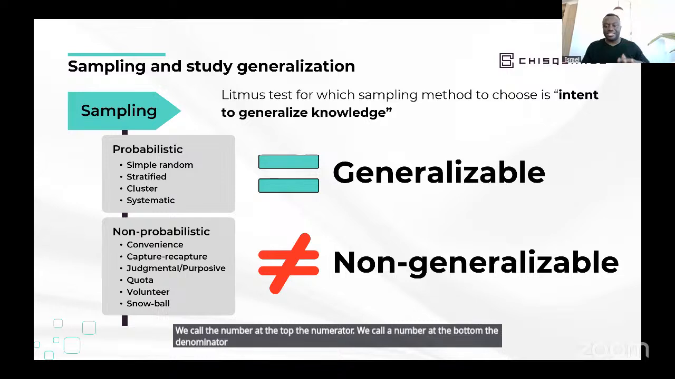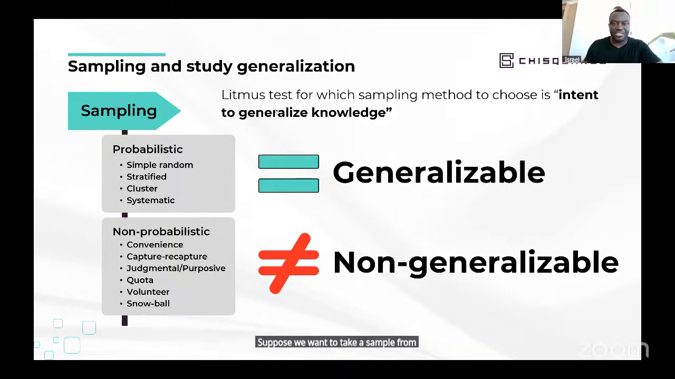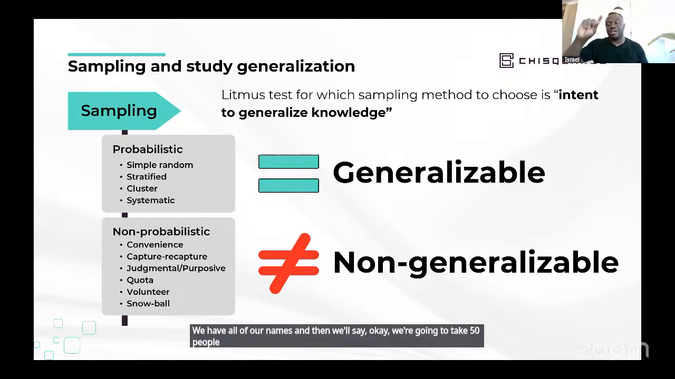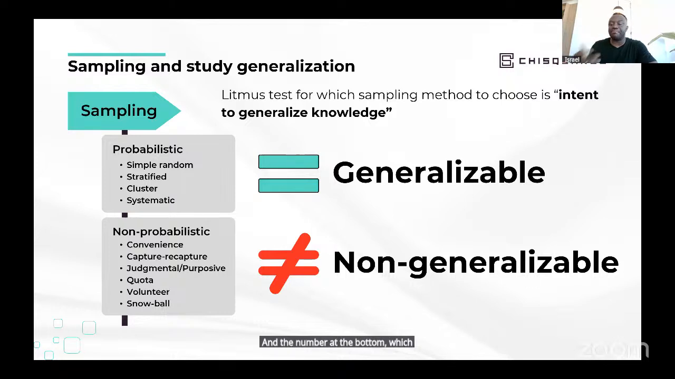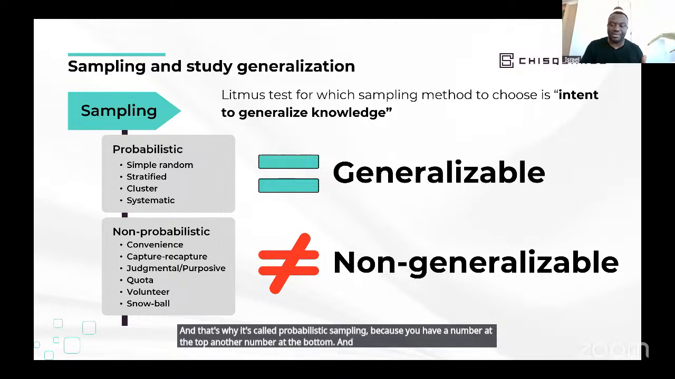So imagine that we wanted to take a sample from, sorry, there's a lot of ambient noise where I am. Suppose we want to take a sample from all of us who are 230 of us in the class right now. We have all of our names, and then we'll say, okay, we're going to take 50 people. So we have a number at the top, which is 50, and a number at the bottom, which is 230. That means that we can calculate a probability. And that's why it's called probabilistic sampling, because you have a number at the top and you have a number at the bottom, and therefore you can calculate a probability.